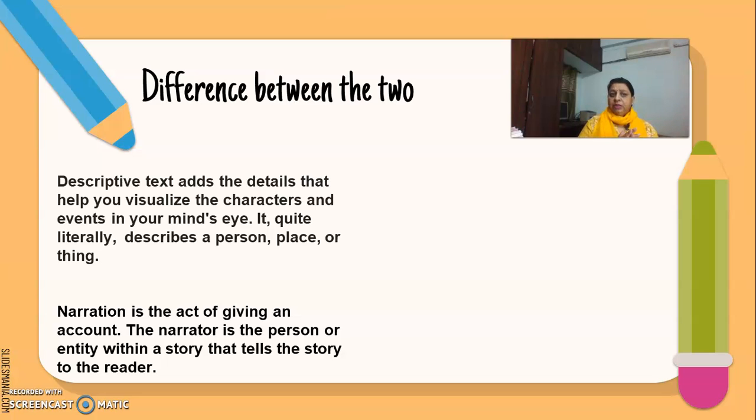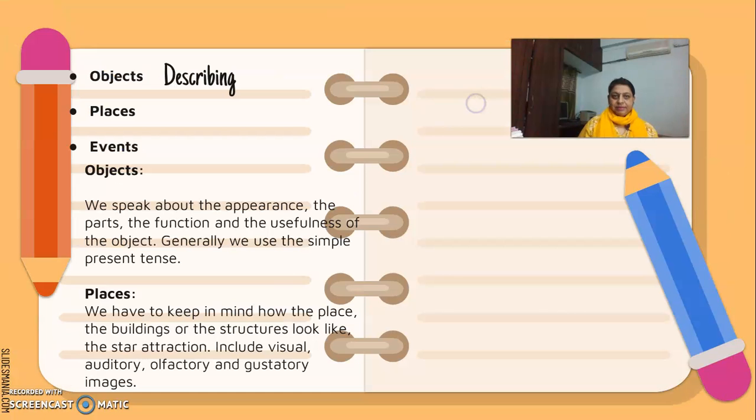So, let's have a look. Descriptive text adds the details that help you to visualize the characters. As I told you before, also, they paint a picture with words, very vivid description, so that we can see that picture in our mind's eye, that okay, that place or that object looks like this. And then narration, on the other hand, is the act of giving an account. So the narrator is the person or entity within a story who tells the story to the reader, what is happening and what's about to happen next.